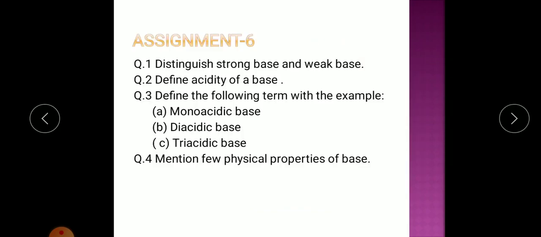So today's assignment number 6. Question number 1, distinguish strong base and weak base. Question number 2, define acidity of a base. Question number 3, define the following terms with examples: monoacidic base, diacidic base, and triacidic base. And lastly, mention a few physical properties of bases.